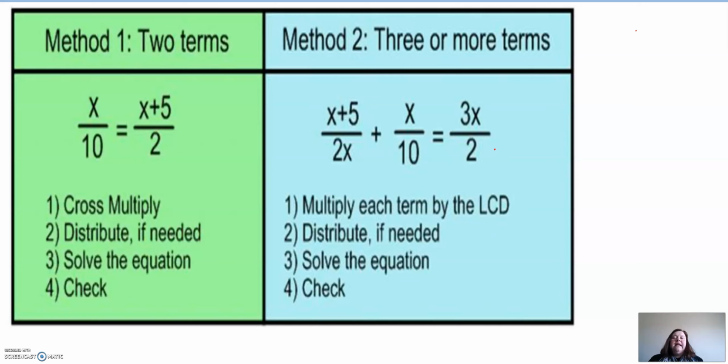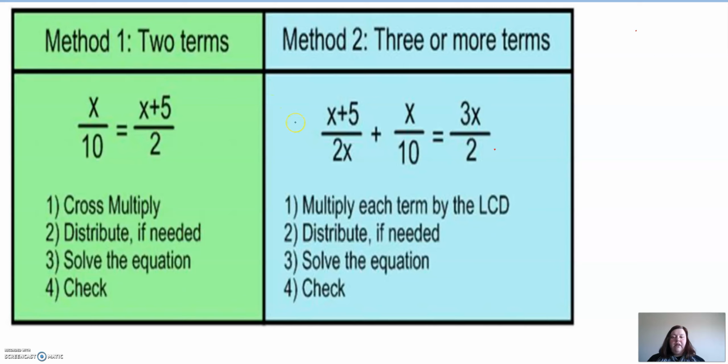Hi everyone. Today we're going to look at the second method that we can use to solve rational equations. And we're going to use this method when we have three or more terms. Now the first step in our process, the step that's in our blue here, we have to multiply each term by the LCD. And LCD stands for the least common denominator.